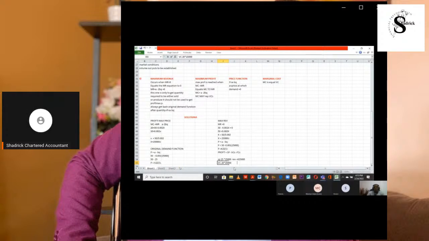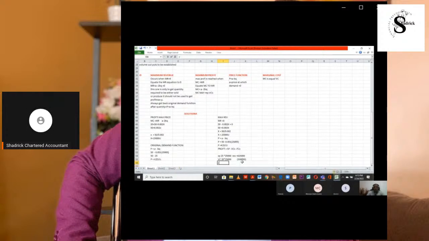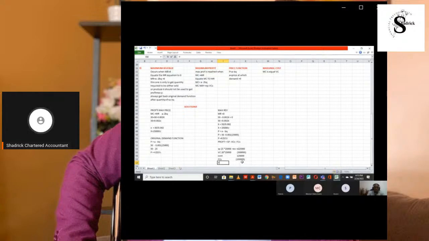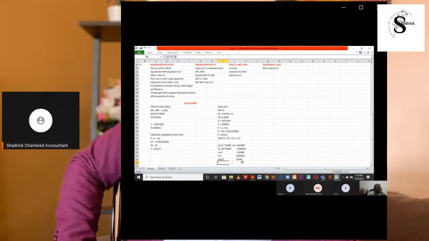Very good. So we have a total of 500,000. Remember, this one is a total, which gives us a contribution of 125. Which now gives us fixed costs from the equation of 100, which gives us the profit of 25,000 kwacha. So that was supposed to be our profit.